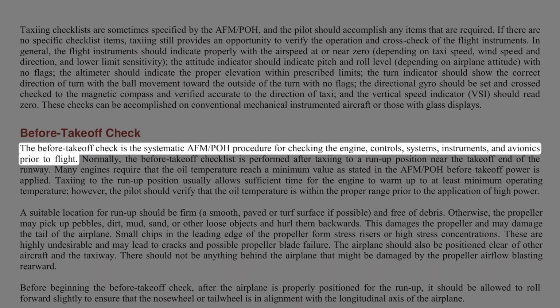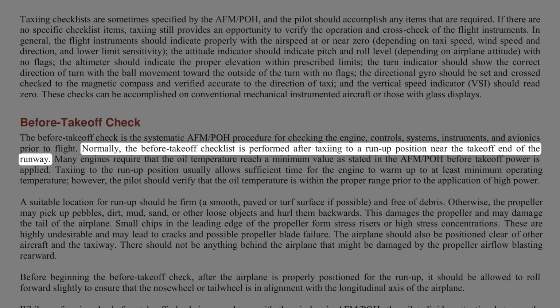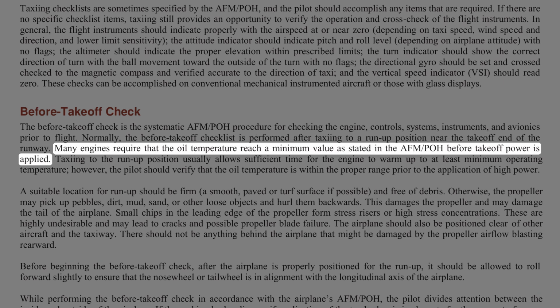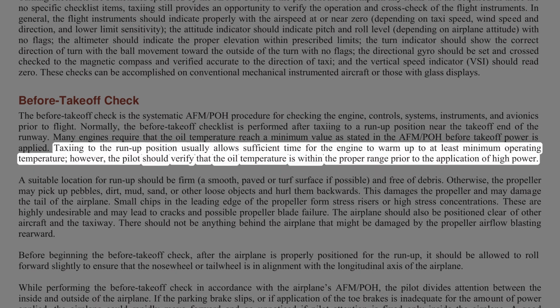Before-Takeoff Check. The Before-Takeoff Check is the systematic AFM/POH procedure for checking the engine, controls, systems, instruments, and avionics prior to flight. Normally, the Before-Takeoff checklist is performed after taxiing to a run-up position near the takeoff end of the runway. Many engines require that the oil temperature reach a minimum value as stated in the AFM/POH before takeoff power is applied. Taxiing to the run-up position usually allows sufficient time for the engine to warm up to at least minimum operating temperature. However, the pilot should verify that the oil temperature is within the proper range prior to the application of high power.